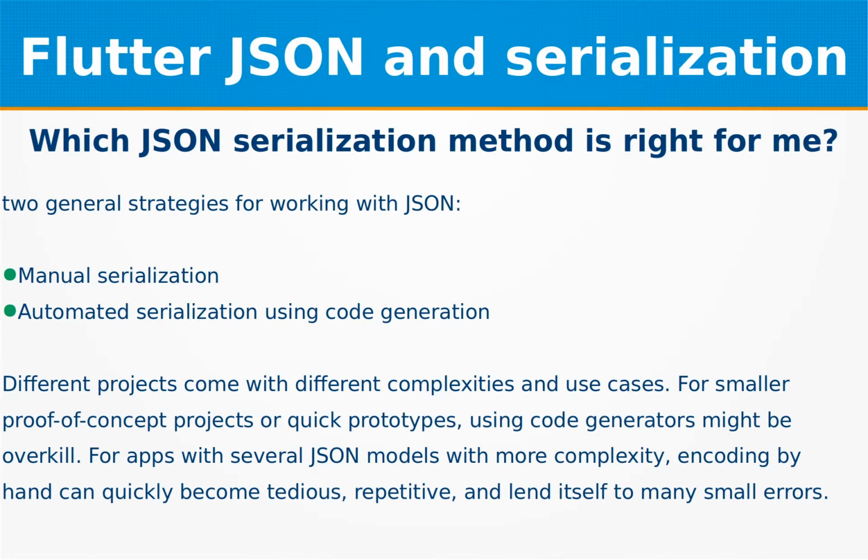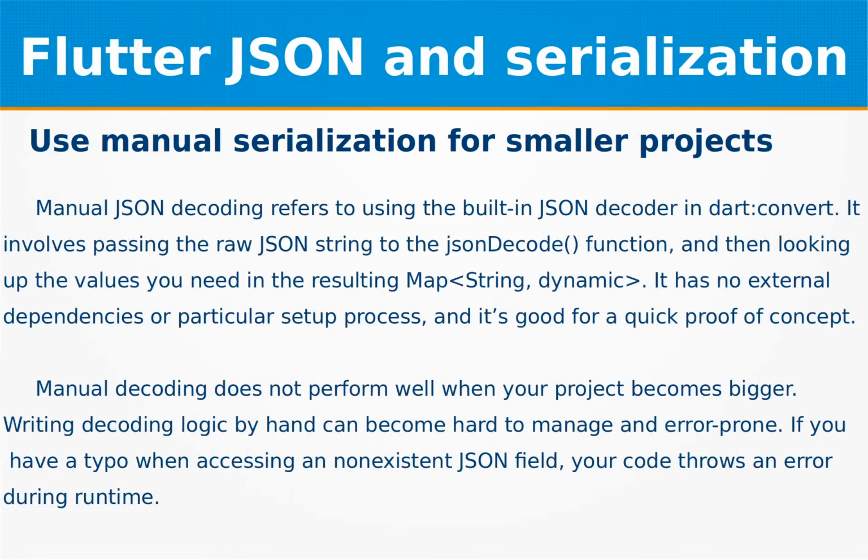Two general strategies for working with JSON: manual serialization, and automated serialization using code generation. Different projects come with different complexities and use cases. For smaller proof of concept projects or quick prototypes, using code generators might be overkill. For apps with several JSON models with more complexity, encoding by hand can quickly become tedious, repetitive, and lend itself to many small errors. Use manual serialization for smaller projects.